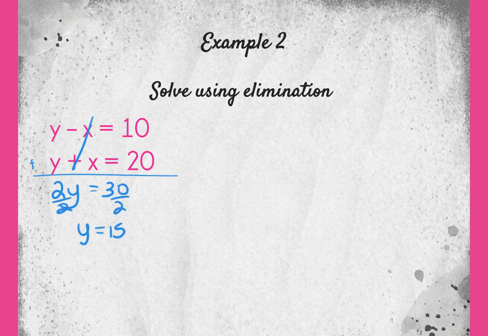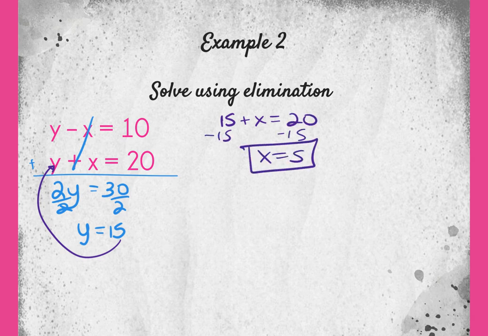Now I can take that and plug it back into either spot. They're both positive here, so I'm going to plug it in there. 15 plus x equals 20. Subtract the 15, x equals 5. So x equals 5, y equals 15. Or in coordinate point form.